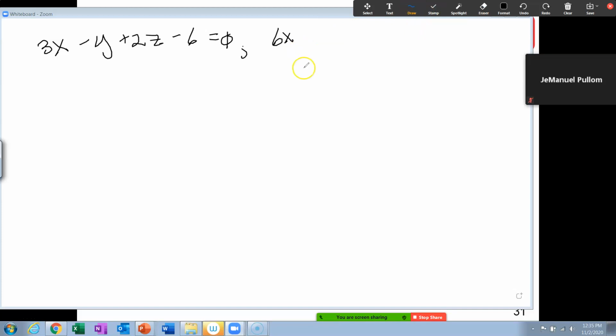6x minus 2y plus 4z plus 4 is equal to 0.